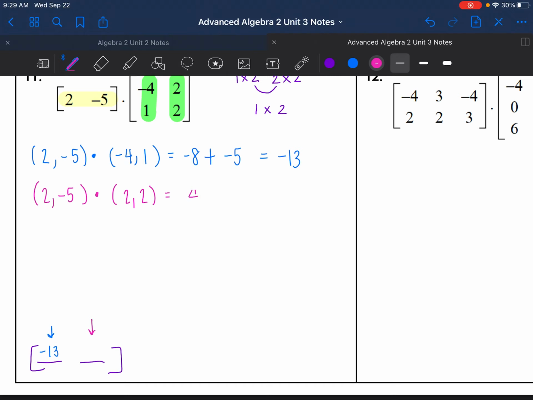And then this next element, row 1, there's only one row, column 2. So 2 times 2 is 4. -5 times 2 is -10. And so we get -6.